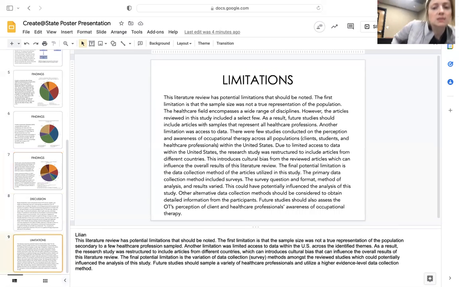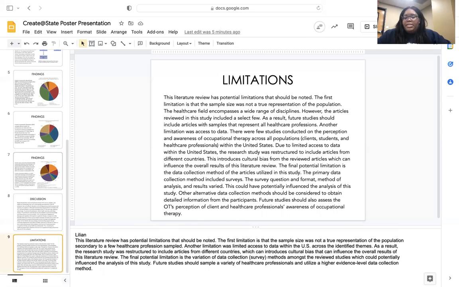Now we have Lillian to discuss limitations. This literature review had potential limitations that should be noted. The first limitation is that the sample size was not a true representation of the population, secondary to a few healthcare professions being sampled. Another limitation was limited access to data within the United States across the identified themes. As a result, the research study was restructured to include articles from different countries, which can introduce cultural bias that can influence the overall results of the literature review.